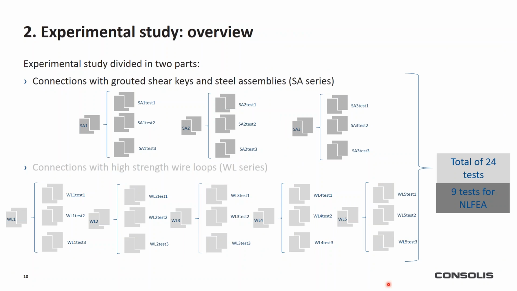This is an overview of the experimental campaign. We had a lot of tests, but 9 of them were used for the Diana FEA simulations. You see here 3 test series. A test series means that one connection layout is tested 3 times. So we had 3 test specimens designed to be identical.